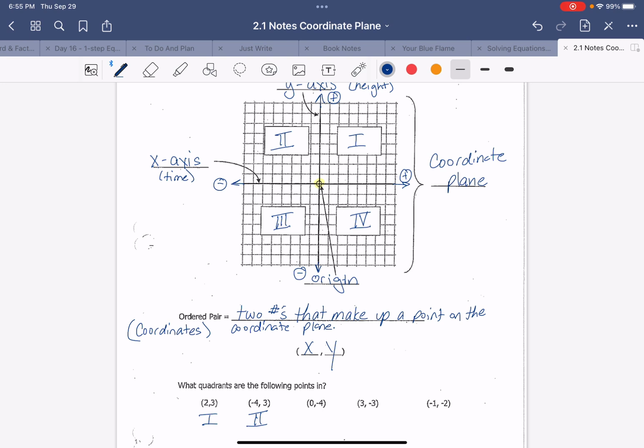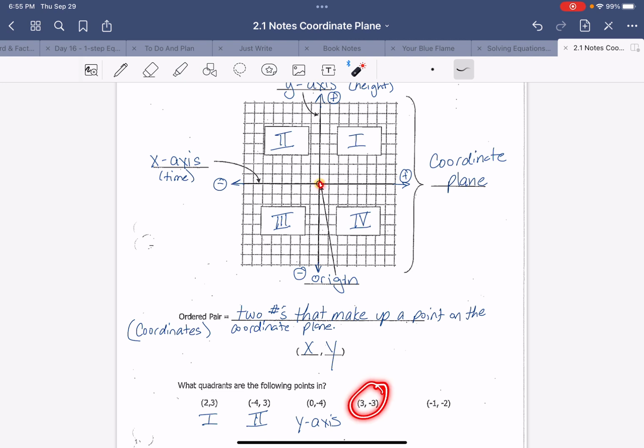Now look at 0, comma, negative 4. Okay, so 0, comma, negative 4, you're going to start on x at 0, and we're going to go down 1, 2, 3, 4. Well, it falls in between 3 and 4 right here, right? It falls in between there. So it is actually on the y-axis. Y-axis, okay?